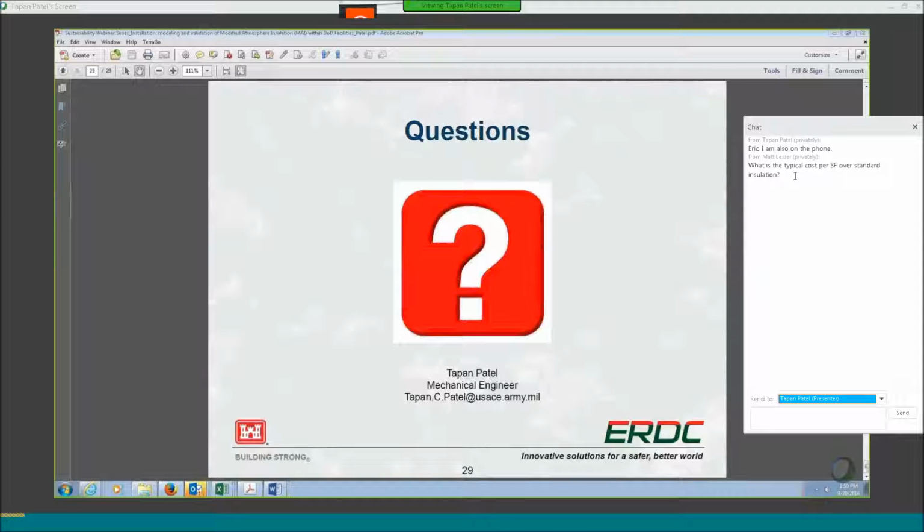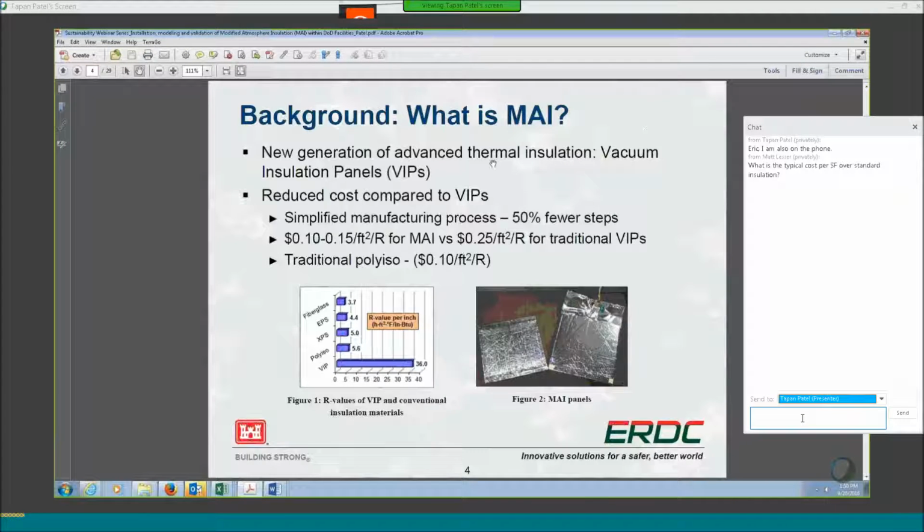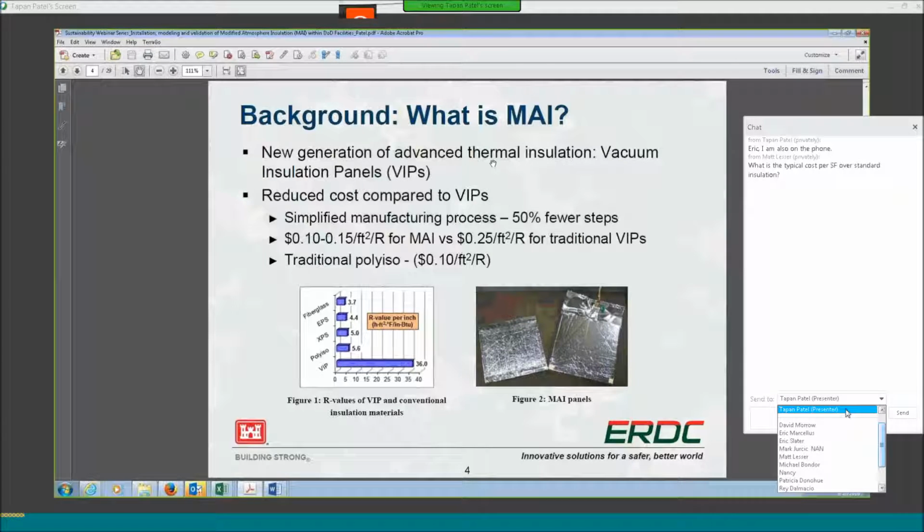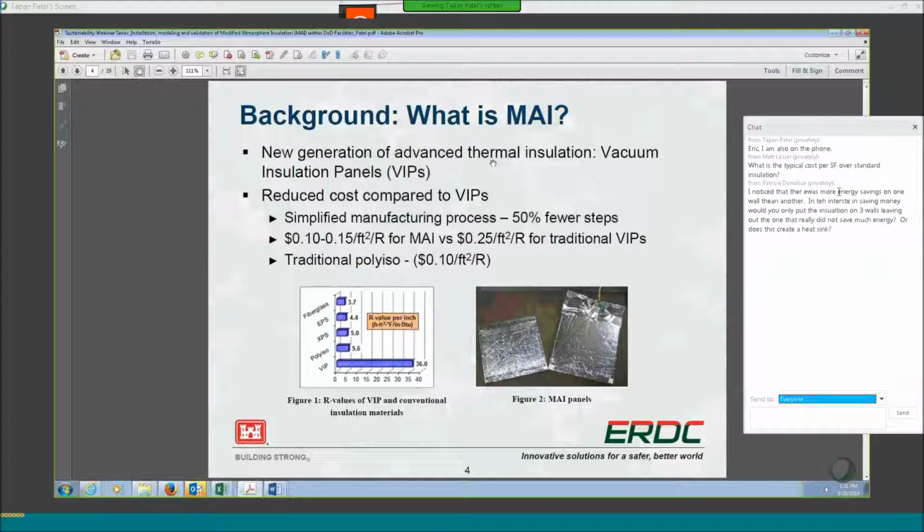Like how much more is it than the polyiso or something like that? Okay, let me put these numbers here again real quick. So if you want to say per square foot, I have this per square foot per R value here. I think, roughly speaking, polyiso is probably half the cost of where we stand at this point to achieve the same R value. Oh, okay.